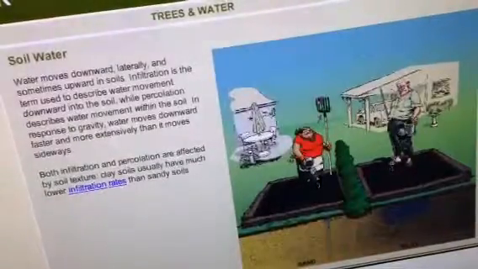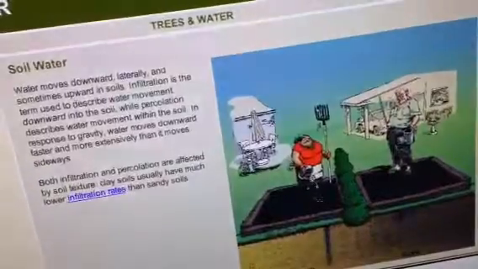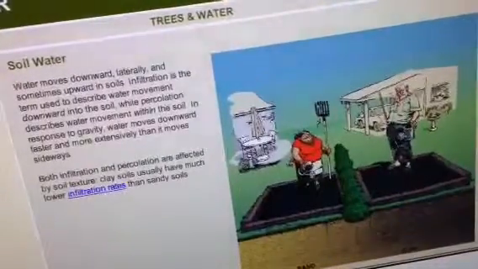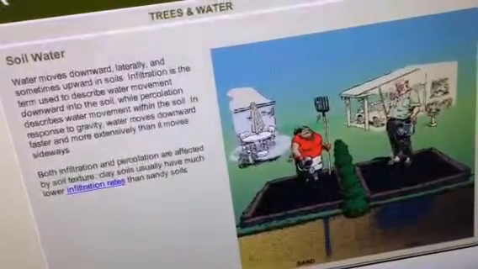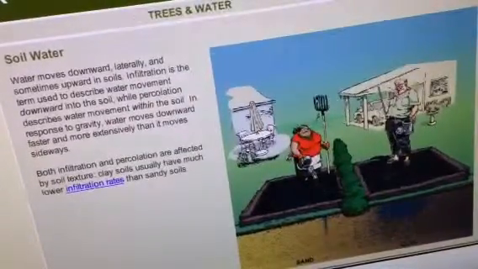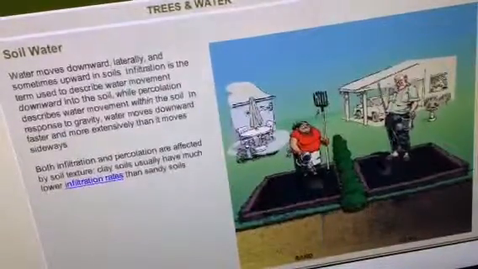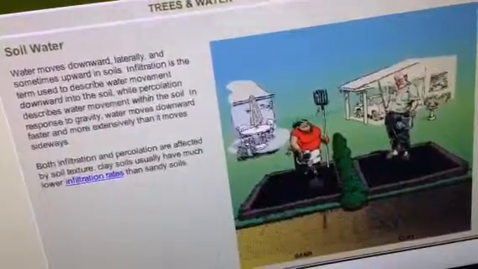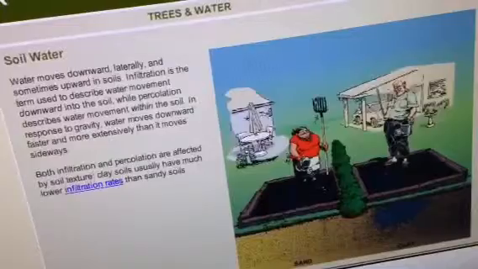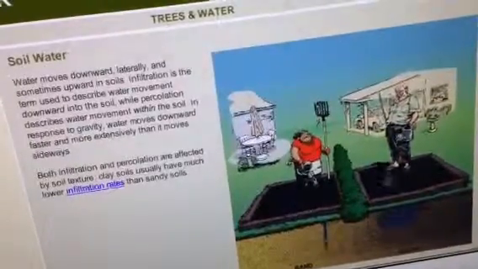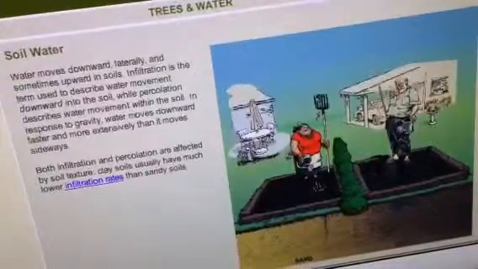Water moves downward, laterally, and sometimes upward in soils. Infiltration is the term used to describe water movement downward into the soil, while percolation describes water movement within the soil. In response to gravity, water moves downward faster and more extensively than it moves sideways. Both infiltration and percolation are affected by soil texture. Clay soils usually have much lower infiltration rates than sandy soils.